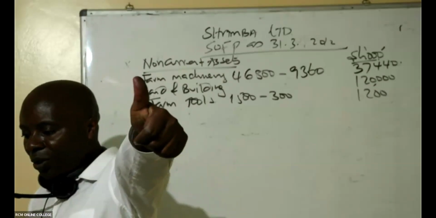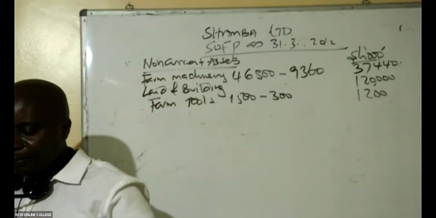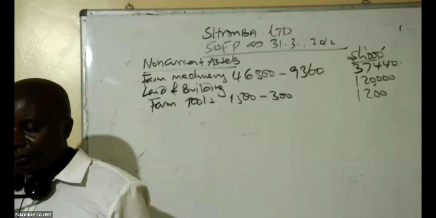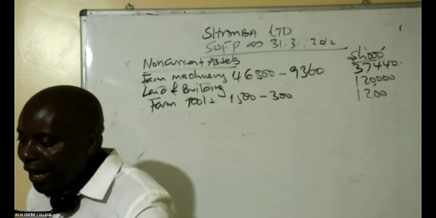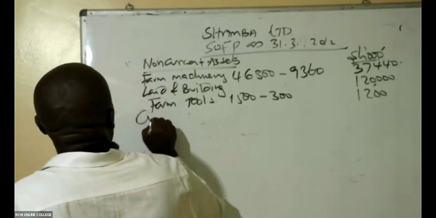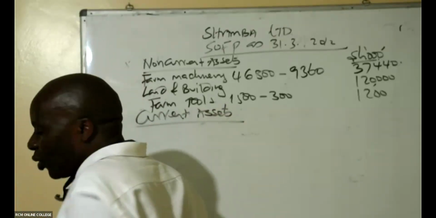Up to here, are we okay, ladies and gentlemen? Thank you so much. Then we go to current assets. So now here we have current assets. What do we have?